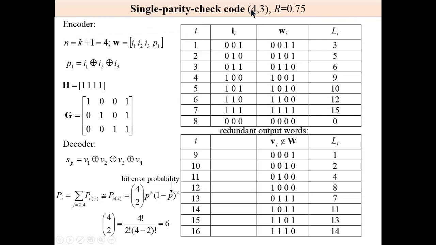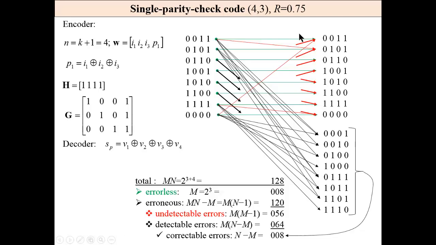Here we have a code for three information bits, 8 messages encoded in this code. This is a parity check bit. As you can see, we have 8 redundant words of length 4, which are not code words. Then the total number of transmissions is 128, 8 multiplied by 16. Errorless, obviously 8.